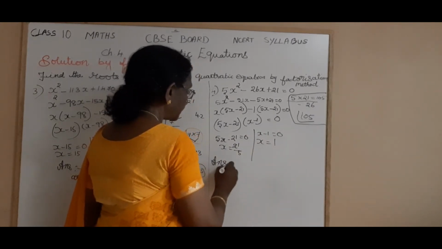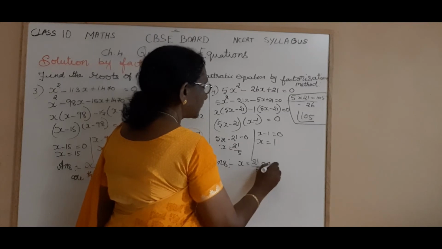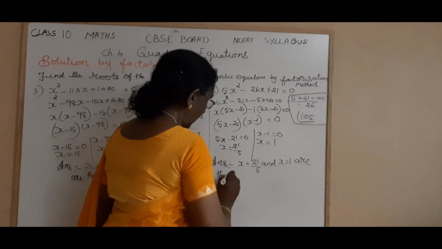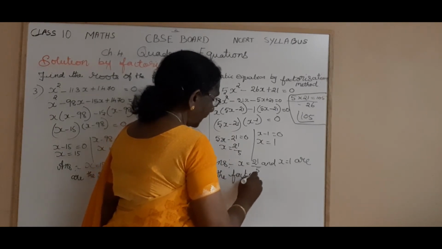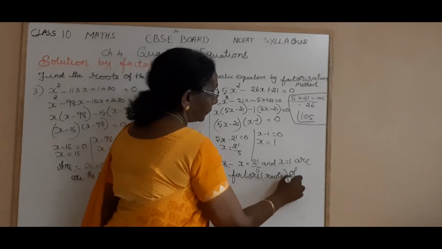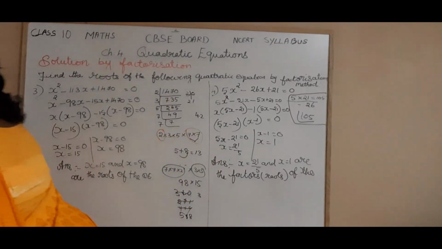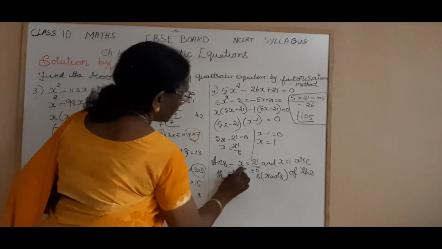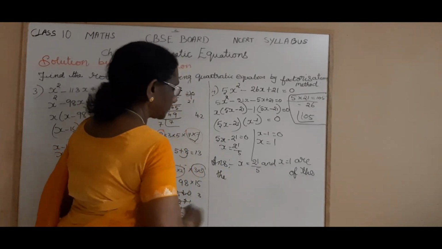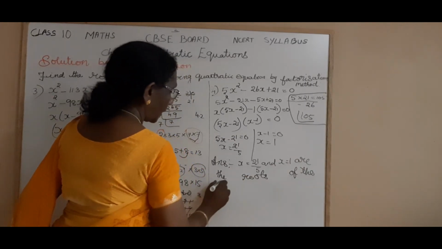So the answer is x is equal to 21 by 5 and x is equal to 1, or the factors, or you can write what? Roots of, not factors, children, it is solutions. Sorry, it is not factors, it is solution or roots, or the roots of the quadratic equation.